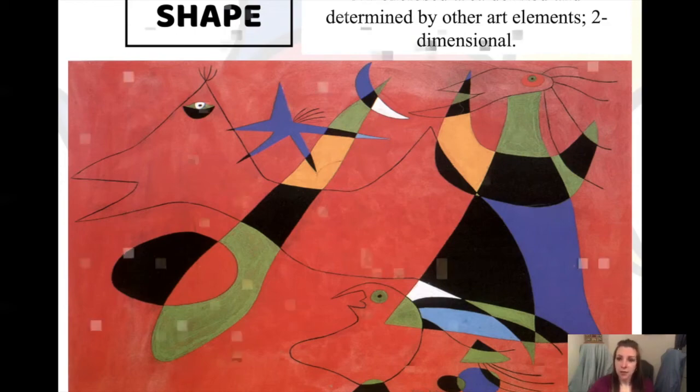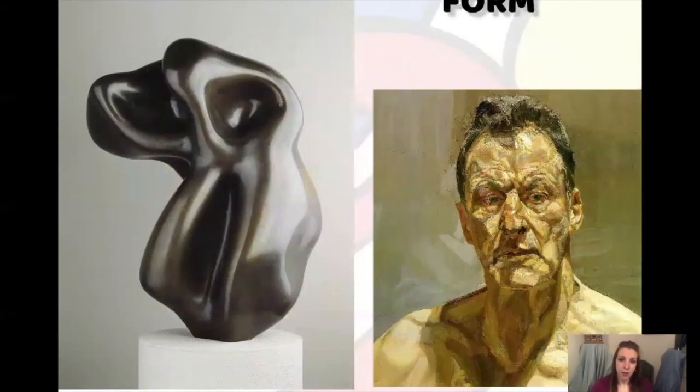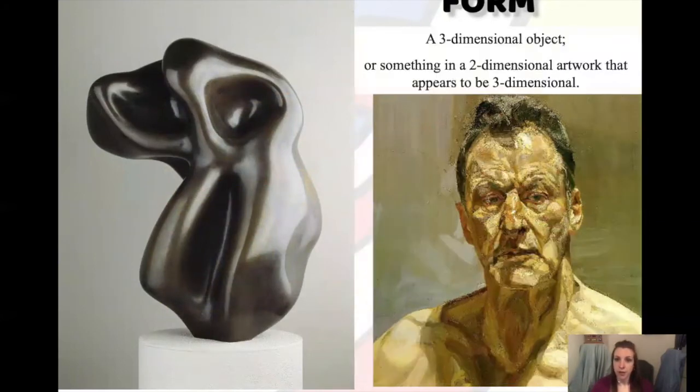Another thing about shape is that it's two-dimensional or flat. So this artist is using shape to make things look three-dimensional, but it is still two-dimensional and flat. But it also gets a little bit into our next art element, which is form. And form can be used in two different ways. So underneath form, write the definition 3D object. So for something to have form, it needs to be a 3D object, or it needs to be two-dimensional artwork, 2D art, that looks 3D.